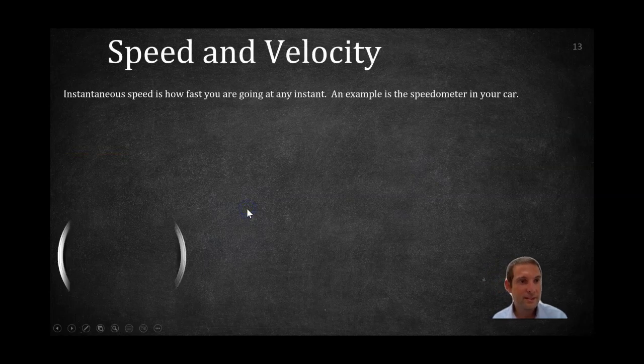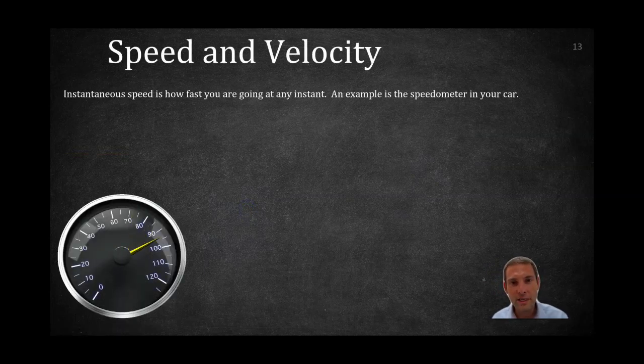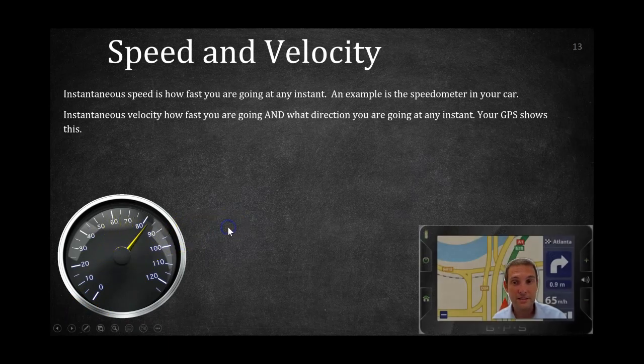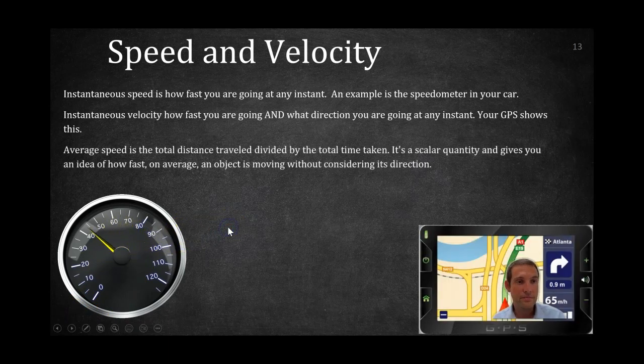Speed and velocity. Instantaneous speed is how fast you're going at any instant. An example is the speedometer in your car. Instantaneous velocity is how fast you're going and what direction you're going at any instant. Your GPS shows this. Average speed is the total distance traveled divided by the total time taken. It's a scalar quantity because speed is scalar and distance is scalar. It gives you an idea of how fast, on average, an object is moving without considering its direction.